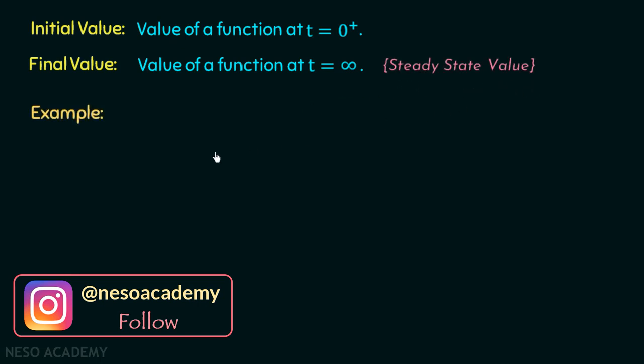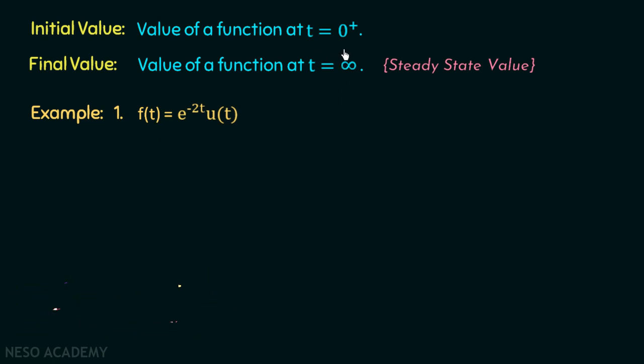For example, if we have a function f of t equal to e to the power minus 2t u of t, the initial value of this function is at t equal to 0 plus. So if we want to calculate the initial value, then it will be f of 0, which is the function value at t equal to 0. So we will substitute t equal to 0 in this function and we will get e to the power minus 2 multiplied with 0 u of 0. E to the power minus 0 is 1, so we will have the initial value equal to 1.